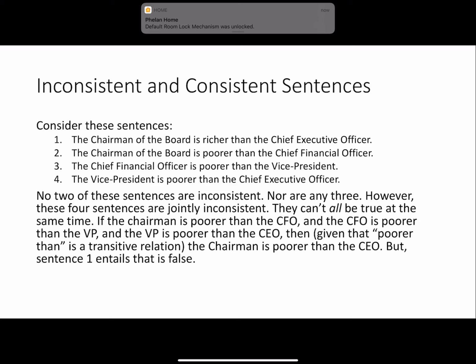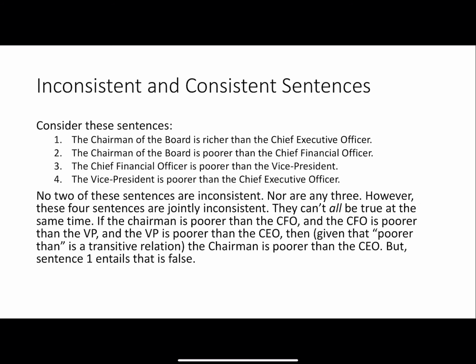If the chairman is poorer than the CFO, and the CFO is poorer than the VP, and the VP is poorer than the CEO, then given that the poorer than relation is a transitive one, and we'll talk about what that means later, the chairman must be poorer than the CEO. But sentence 1 entails that the chairman is not poorer than the CEO, since it says he's richer than him. So these 4 sentences can't all fit together. Sentences 1 through 4 are what we will call an inconsistent set of sentences.